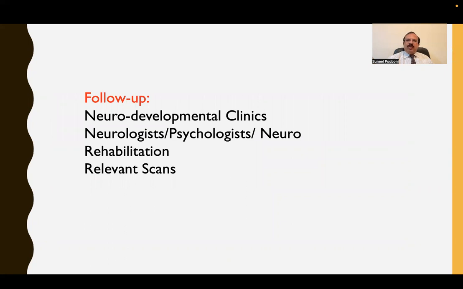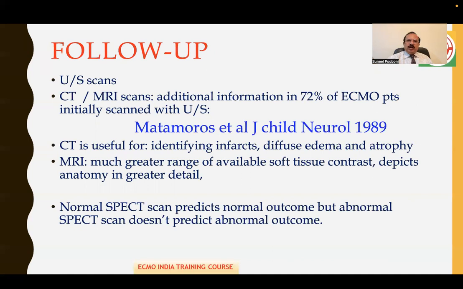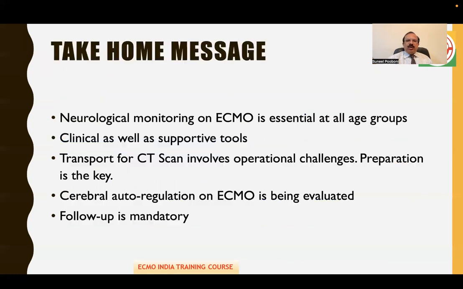But most important is that these patients need neurodevelopmental clinics, follow-up by neurologists, psychologists, and, if required, neurosurgeons and neuroradiologists. Neurorehabilitation is needed. Relevant scans have to be done as well. So the follow-up is by means of scans. If the anterior fontanelle is patent, ultrasound scans are helpful. If it is closed, CT scans or MRI scans are also quite useful for identifying infarcts, diffuse edema and atrophy, and MRI gives much more detail.